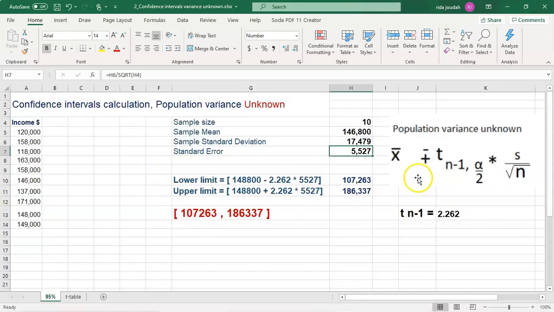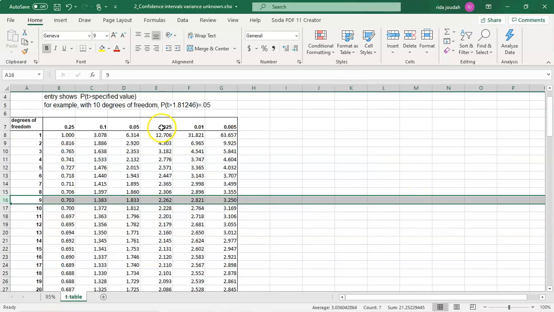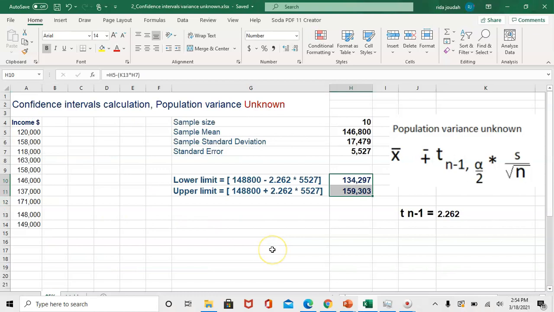We need to calculate the value for 95 confidence level. Alpha by 2 is 0.025. So we are dividing 5% into two parts, 2.5% in each part. Based on that, the value here is 2.262. So after we found all the numbers that we need to use in the formula, we can plug them all in.